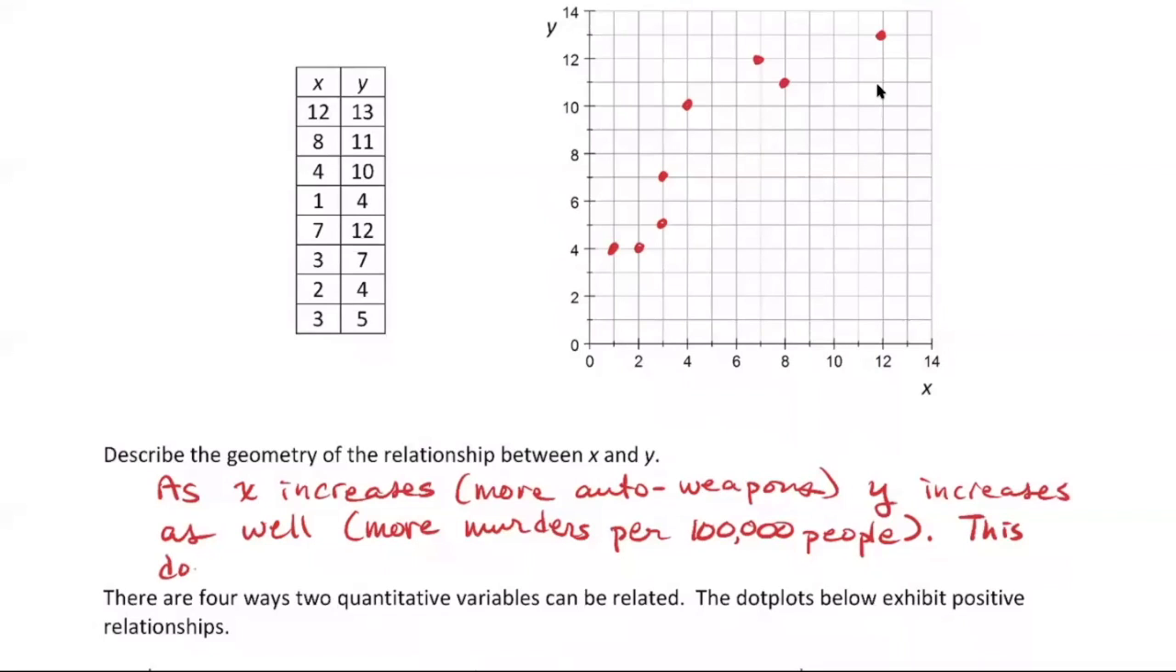does not imply a causal relationship. We still think there may be a relationship between the variables, but not because one causes the other. Okay.